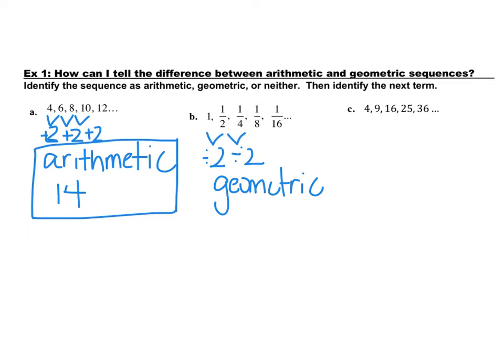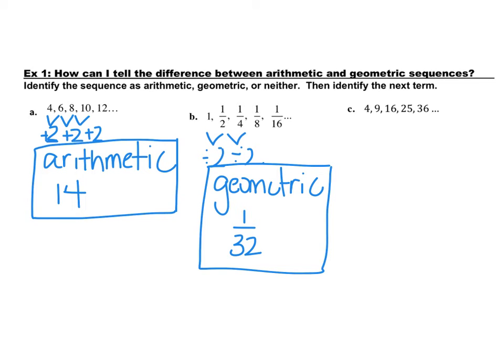And because I'm dividing by 2 in each of these, if I cut 1/16 in half, I would have 1/32 as my next term. So this is geometric, and the next term in the sequence is 1/32.